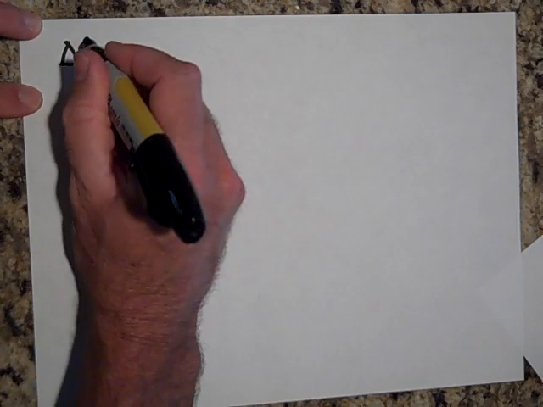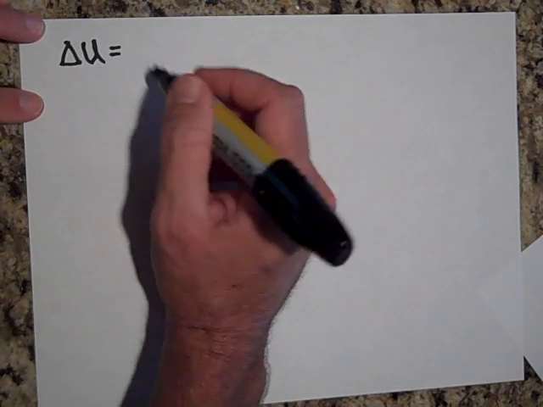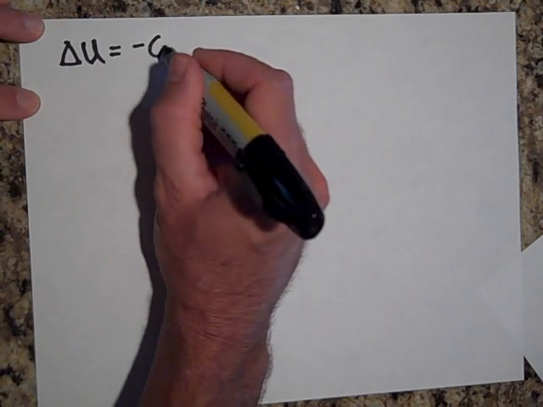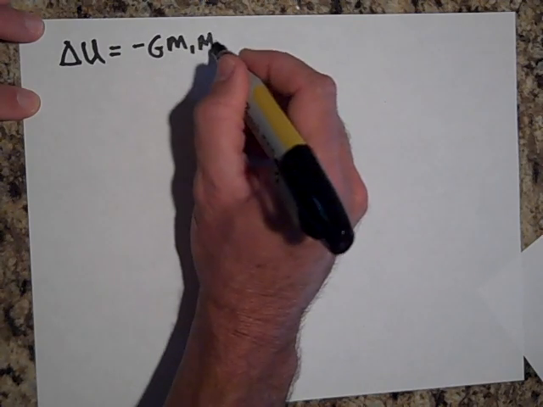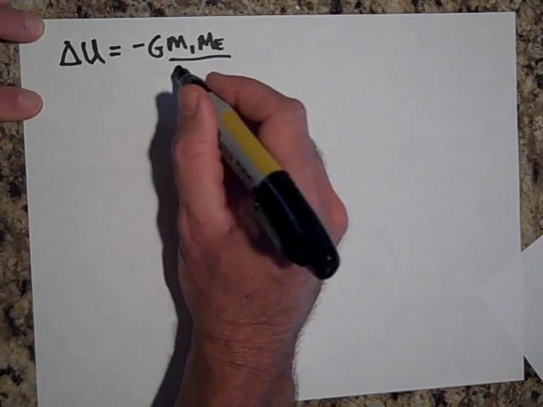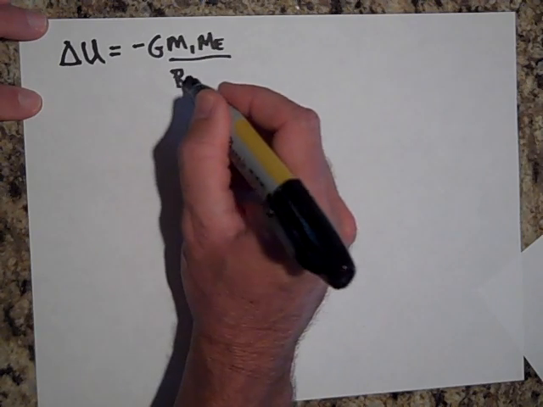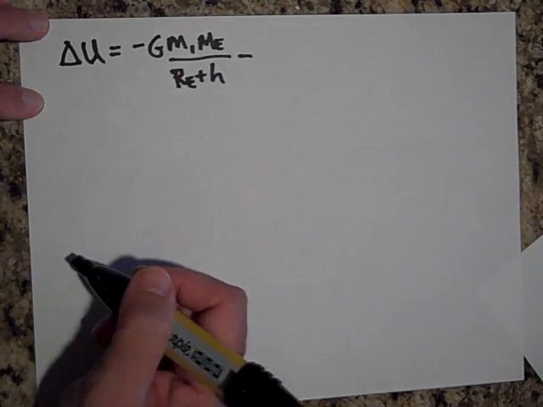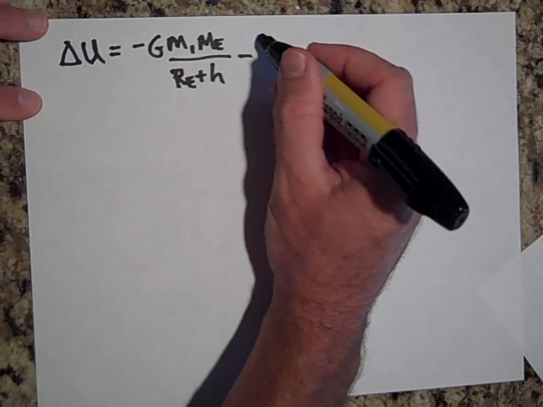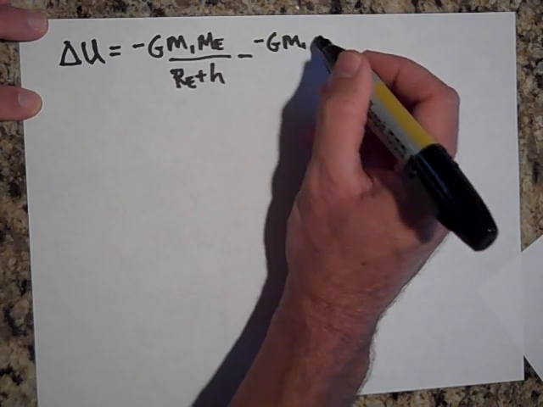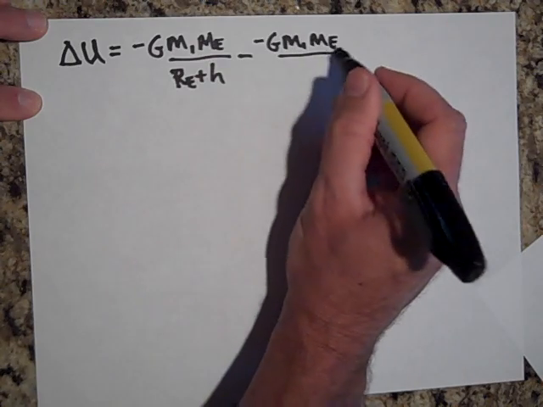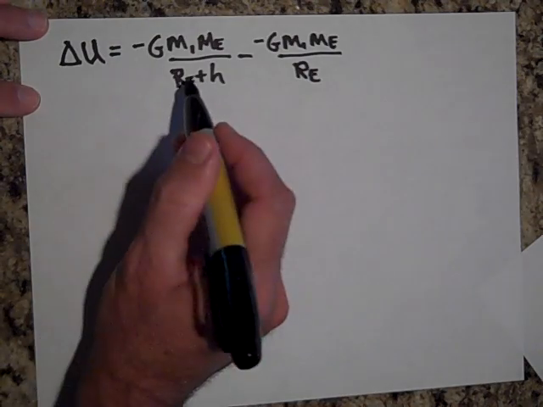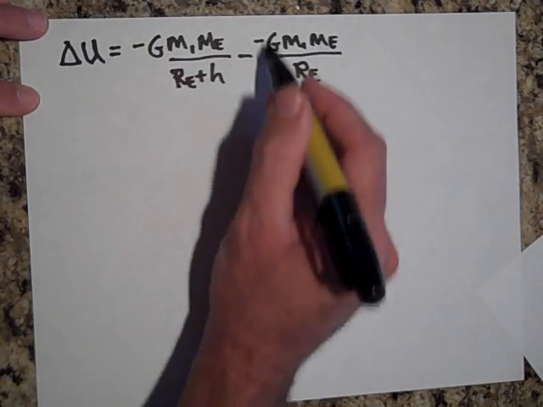Okay, so delta U is going to be the potential energy it has when it's at a height h, so that would be negative G m1 times the mass of the Earth, divided by its distance from the center of the Earth, so that would be Re plus h, minus the potential energy it had when it was at the surface of the Earth, so that would be negative G m1 times the mass of the Earth, all over Re. So there it is. It's U final minus U initial. This is U final. This is U initial.